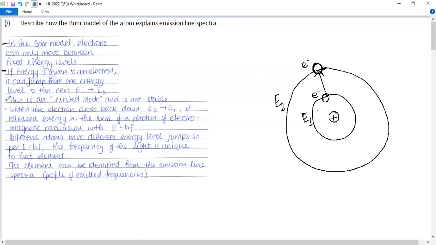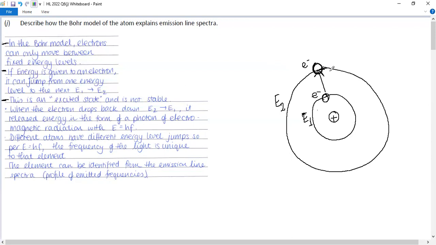And just like I said, this is an excited state, in quotations. This is what we call it. It's excited. It's not stable. It can't stay there. It's not normally where it is. It's in a kind of temporary excited state. Okay, that means it'll come back down.